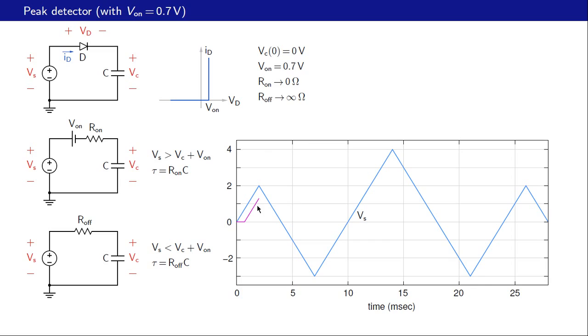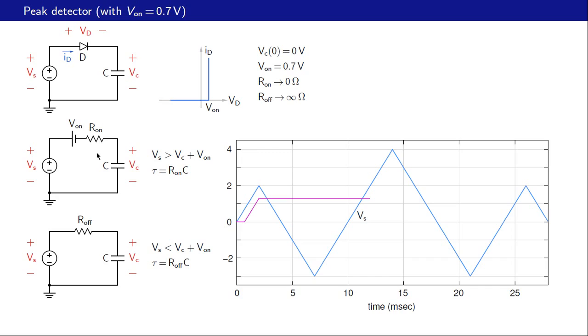What happens after this? After this, the input voltage starts decreasing, and the difference between this end and that end, which is Vd, becomes less than 0.7 volts, and therefore the capacitor voltage cannot change. We are now in this situation and it becomes a constant. At this time, the difference between Vs and the output voltage Vc becomes 0.7 volts, and the diode once again starts conducting.